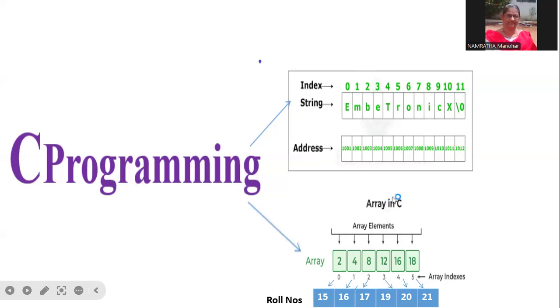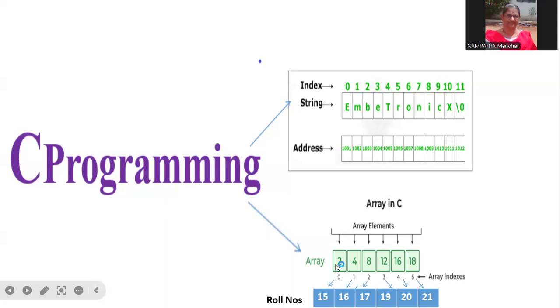Now, what is an array? An array is a group of similar things. Say you want to store the roll numbers of some students. Here we have the roll numbers of 6 students. The roll numbers are 15, 16, 17, 19, 20, 21. So we can use the concept of array to store these roll numbers.